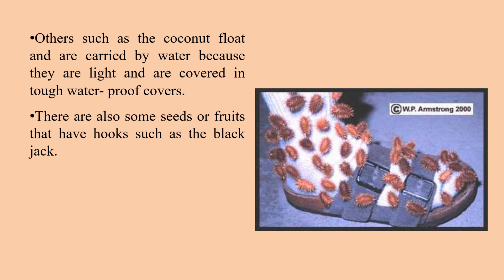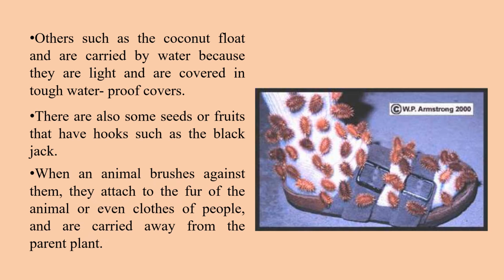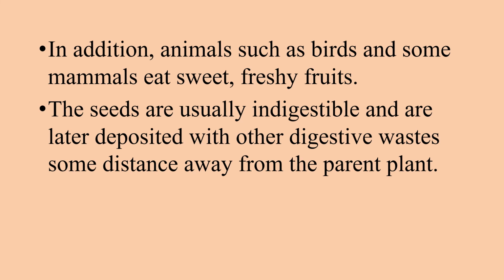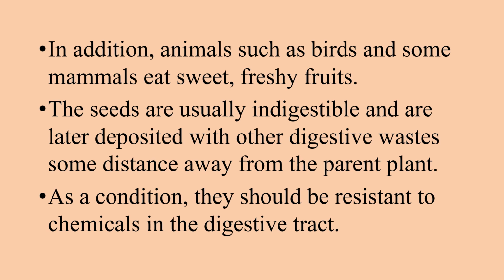When an animal brushes against them, they attach to the fur of the animal or even clothes of people, and are carried away from the parent plant. The seeds have attached to the clothes. In addition, animals such as birds and some mammals eat sweet, fleshy fruits. The seeds are usually indigestible and are later deposited with other digestive wastes some distance away from the parent plant. As a condition, they should be resistant to chemicals in the digestive tract.